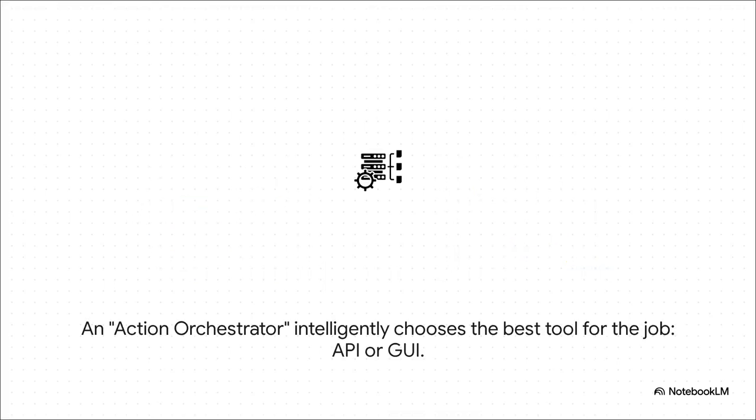And this all points to what the paper calls the action orchestrator. Think of it like a smart conductor for your AI. For every single step in a task, it asks a simple question. Is there a fast, reliable API for this? If the answer is yes, it uses it. If the answer is no, it just seamlessly falls back to the flexible GUI agent. It's not a choice between two methods anymore. It's an intelligent system that picks the best tool for every single moment.